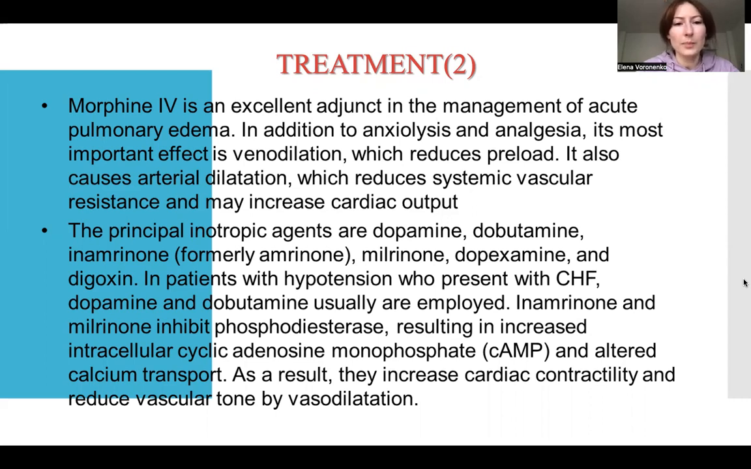The principal inotropic agents are dopamine, dobutamine, amrinone, and milrinone. Amrinone and milrinone inhibit phosphodiesterase, resulting in increased intracellular cyclic adenosine monophosphate and altered calcium transport.